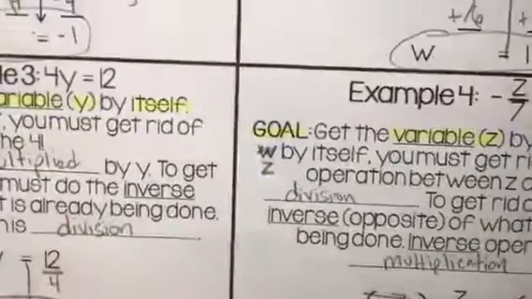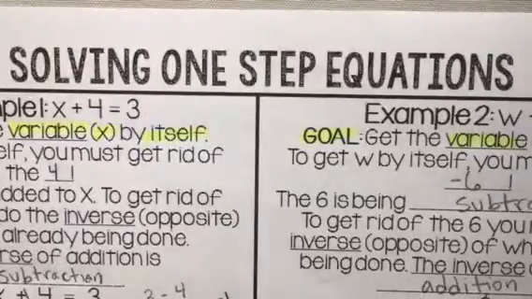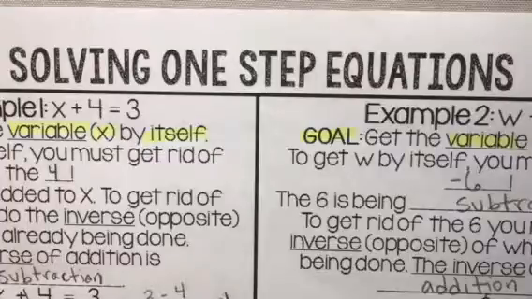So just remember, when you're trying to solve one-step equations, all you need to do is do the opposite and get the variable by itself. Good luck.